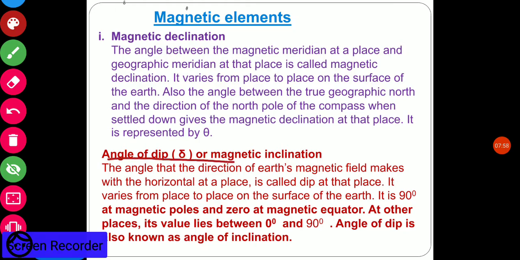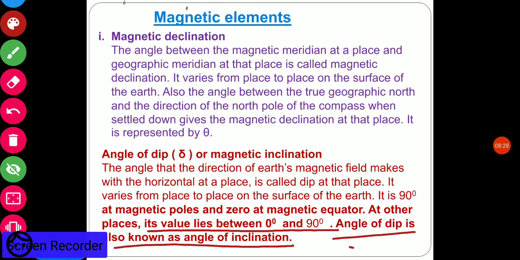The angle of dip or the magnetic inclination. The angle that the direction of the Earth's magnetic field makes with the horizontal at that place is known as the magnetic inclination or the angle of dip. It also varies from place to place on the surface of the Earth. It is 90 degrees at the magnetic poles and 0 at the magnetic equator. At other places its value varies from 0 to 90 degrees. Angle of dip is also known as the angle of inclination.